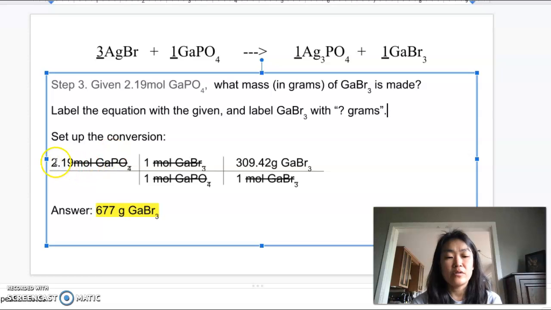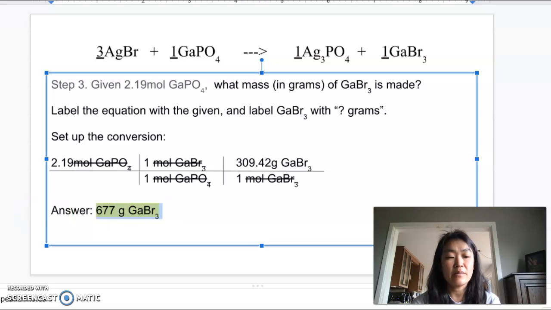And then down here, I do the conversion. It's a pretty simple one. The moles of gallium phosphate cancels out with moles. Your mole ratio is simply 1 to 1. And then you're going to use that same molar mass that you've already calculated. And you can see how all the units cancel out, and you're left with 677 grams of gallium bromide.